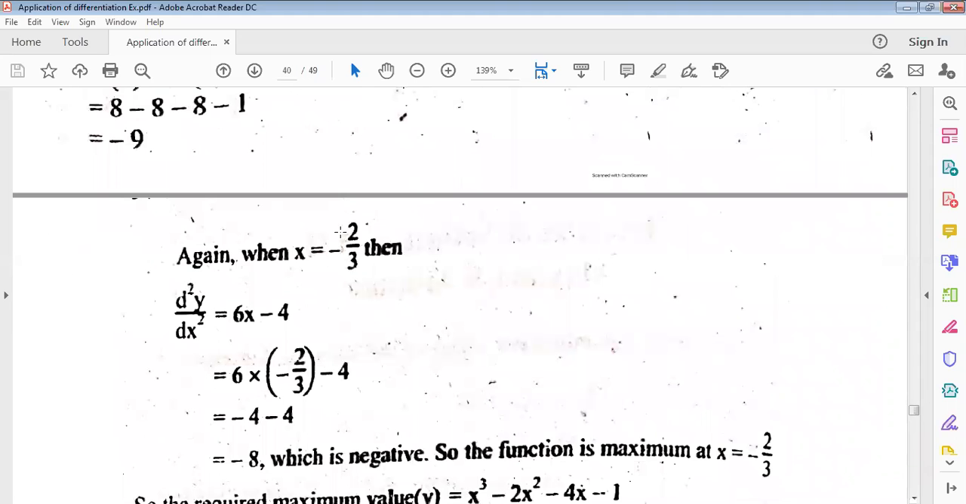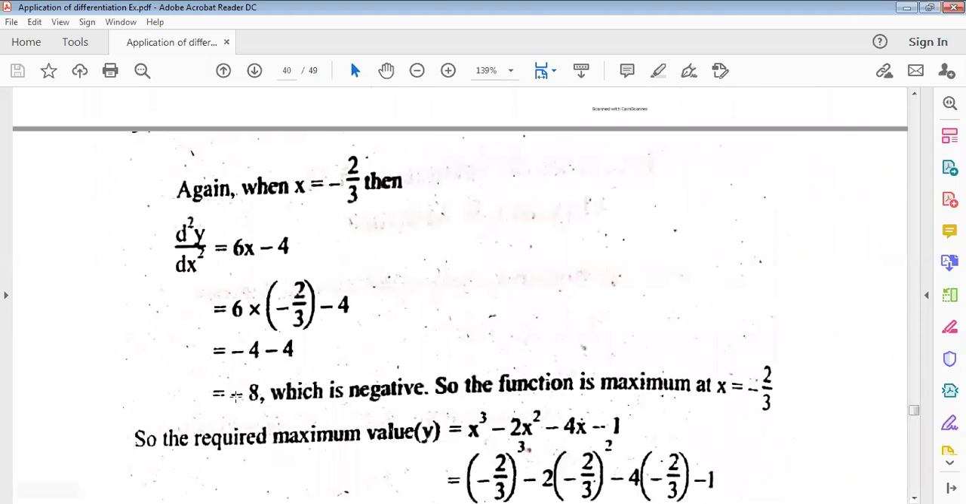Again for x equals minus 2 by 3 in the second derivative, 6 into minus 2 by 3, that means minus 4 minus 4, minus 8, which is negative. In the second derivative, after putting this value, we get a negative value. So in the second derivative test, if we get a negative value, the function will have a maximum value. So the function has a maximum value at x equals minus 2 by 3.